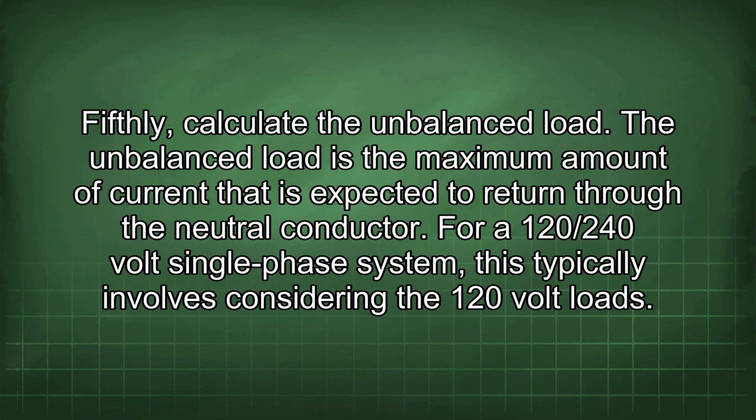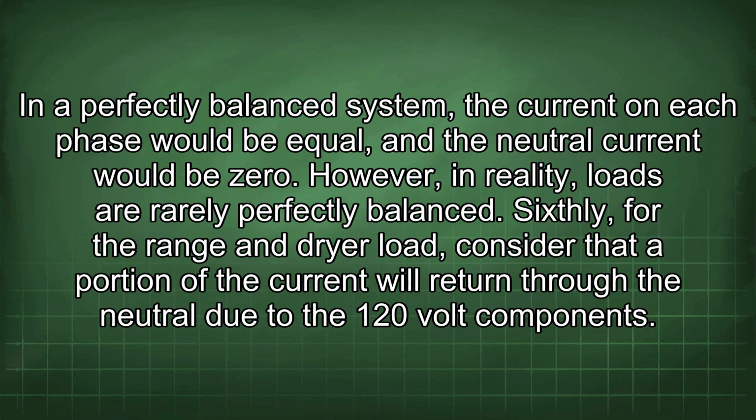Fifthly, calculate the unbalanced load. The unbalanced load is the maximum amount of current that is expected to return to the neutral conductor. For a 120/240 volt single-phase system, this typically involves considering the 120 volt loads. In a perfectly balanced system, the current on each phase would be equal, and the neutral current would be zero. However, in reality, loads are rarely perfectly balanced.